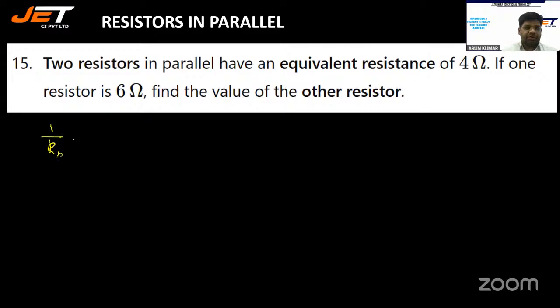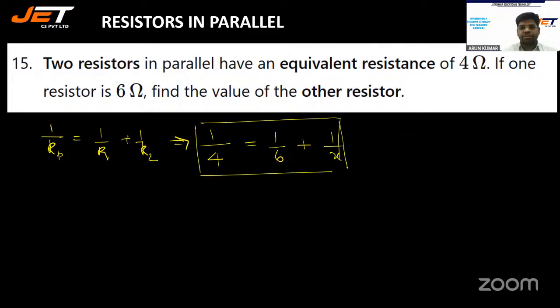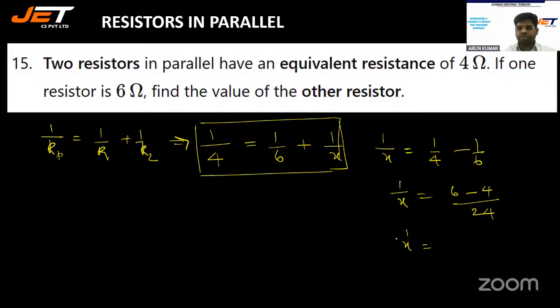See, 1 by RP, I know the formula, is equal to 1 by R1 plus 1 by R2. Implies effective resistance given to me is 4, one resistance given is 6, the other resistance is unknown, let me take it as x. Now solve this equation for x. Otherwise, I take the LCM and cross multiply. Otherwise you can do 1 by x is equal to 1 by 4 minus 1 by 6, which is nothing but 6 minus 4 by 24. 1 by x is equal to 2 by 24, which is equal to 1 by 12. So x is equal to 12 ohms.